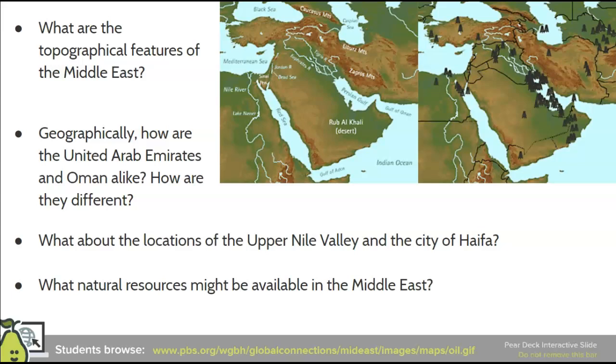So we've got two maps here. They're pretty much identical. The one on the left shows you different physical features that are labeled, and the one on the right shows you oil refineries as well as physical features. So you should be able to answer these 4 questions just by looking at the maps. I would love for you to try it out. And the website at the bottom of the screen is a place where you can look at these maps if you need to.